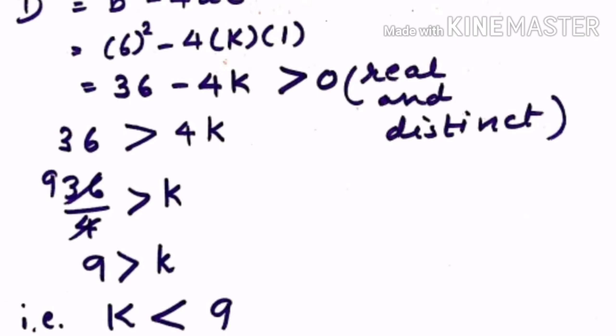So now 36 is greater than 4k. Come on the right side, become plus 4k. So now 36 divided by 4 is greater than k. So now 4 9s are 36, so 9 is greater than k. That is, you change the side, the sign is as it is. You see k is lesser. So here k is less than 9. So the value of k we found here is k less than 9.